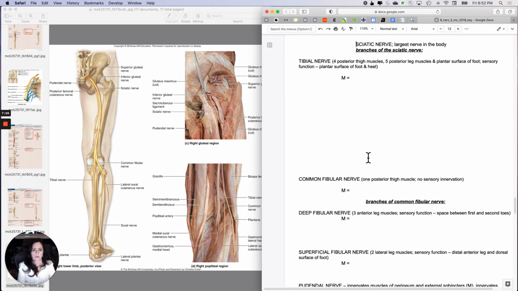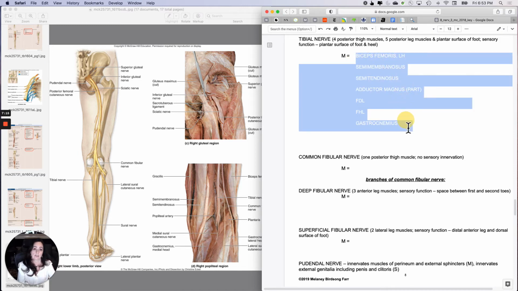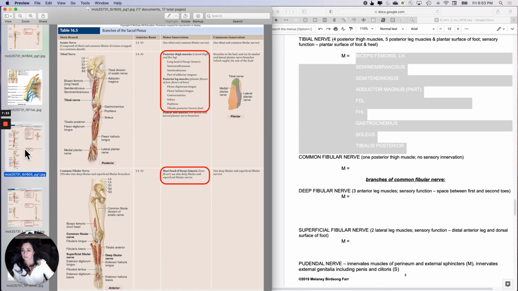So let's do the tibial nerve. So the tibial nerve, we are going to branch. It branches off of the sciatic nerve, and it gives rise to innervation for 4 of the posterior thigh muscles, 5 posterior leg muscles, also the plantar surface of the foot. And the sensory function from this, the tibial nerve, is the plantar surface of the foot and the heel. So I'll come back to that in just a second.